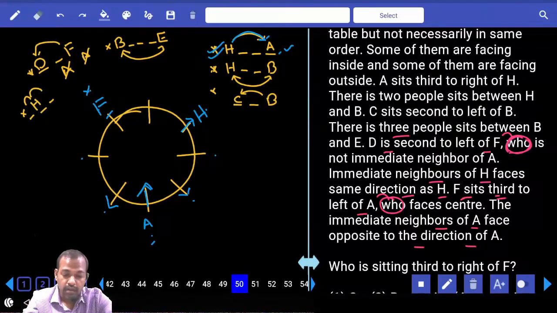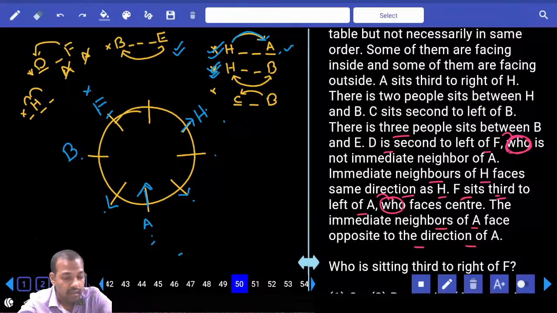Yes. Next one. Now tell me, between H and B, how many persons are sitting? Two persons. And on this side, when you go to the right of H, it is not possible. When you go to the left of H, can B come here or not? Now tell me, this point is completed or not? Next one. Related to B, is any other point there?